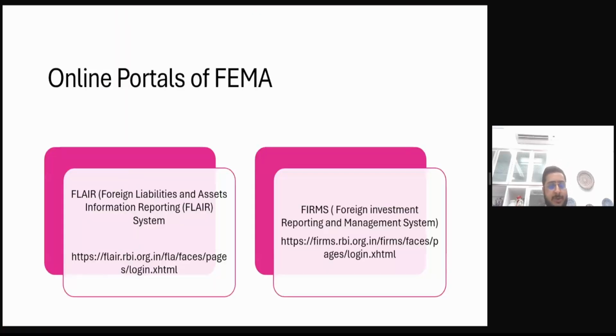So basically, I just want to show in brief how we have to do these form filings. As I said, for FLA there's another portal, the FLAIR portal, where the FLA forms are filed. And the other forms I mentioned, FCTRS, FCGPR, LLP1, LLP2, are filed in the FIRMS portal, the FIRMS forms portal.